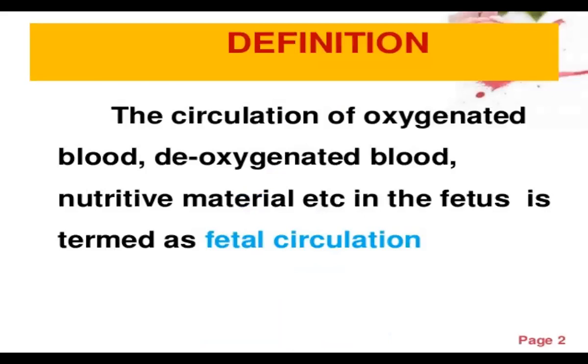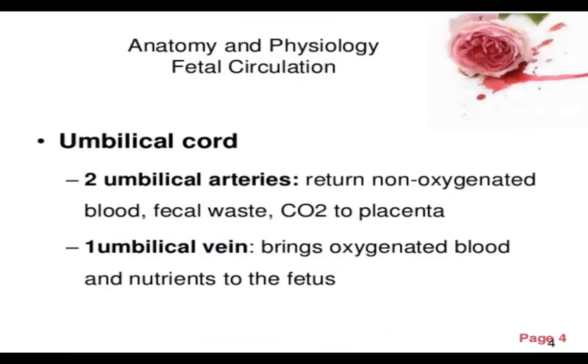The circulation of oxygenated blood and deoxygenated blood, nutritive material, etc. in the fetus is termed fetal circulation. So if we see the anatomy and physiology of fetal circulation, we know that in the umbilical cord, there are two umbilical arteries and one umbilical vein.